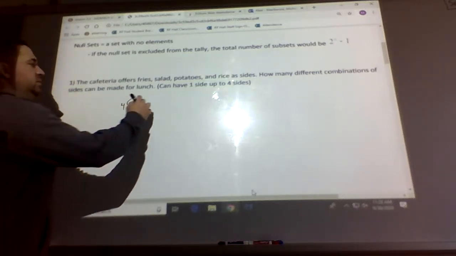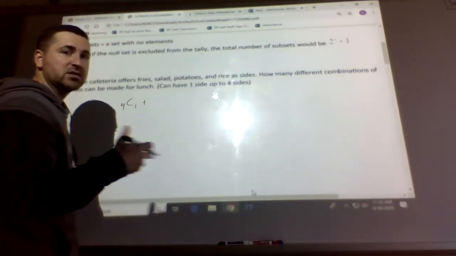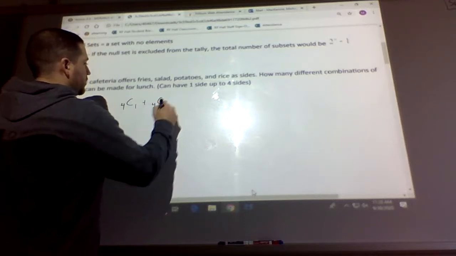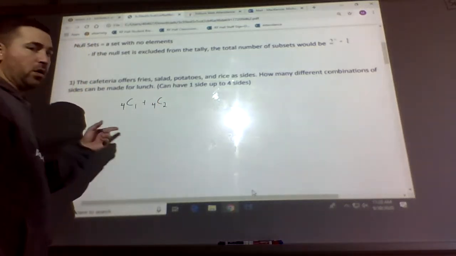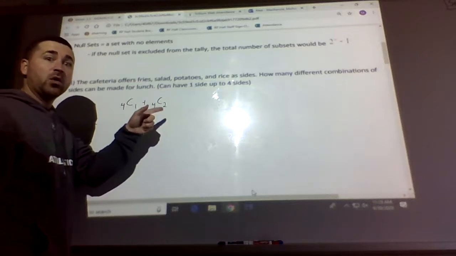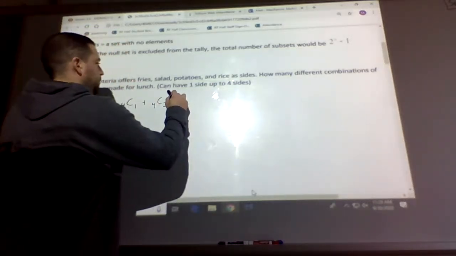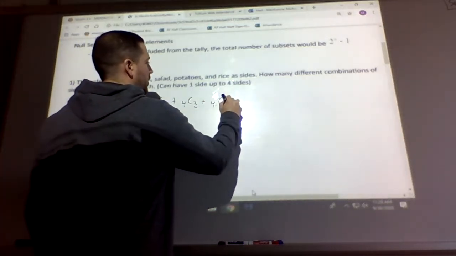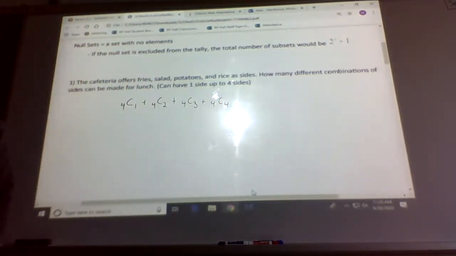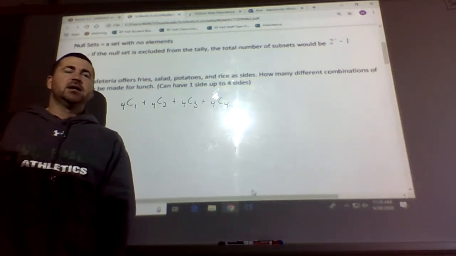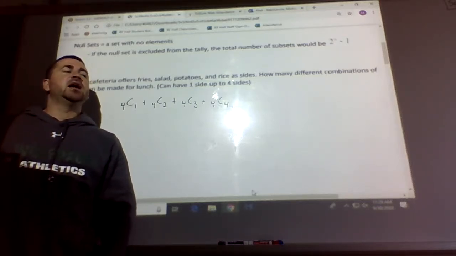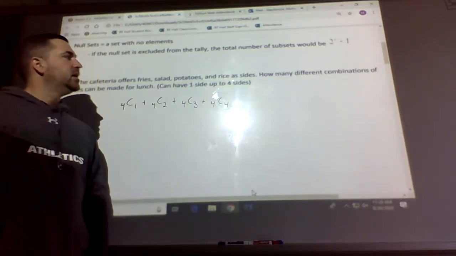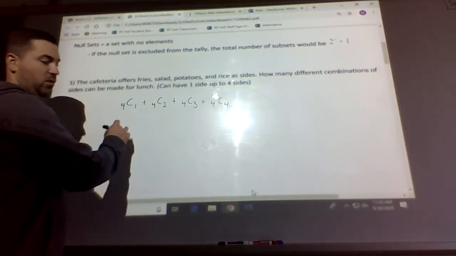Plus, or we could have 2 sides. So we could have 4 choose 2. So we could choose one side, or we could choose 2 sides, or we could choose 3 or 4. So 4 choose 3, plus 4 choose 4. When we are ordering something from the cafeteria, we could have one side, 2 sides, 3 or 4. So when we figure this all out, we add them together.